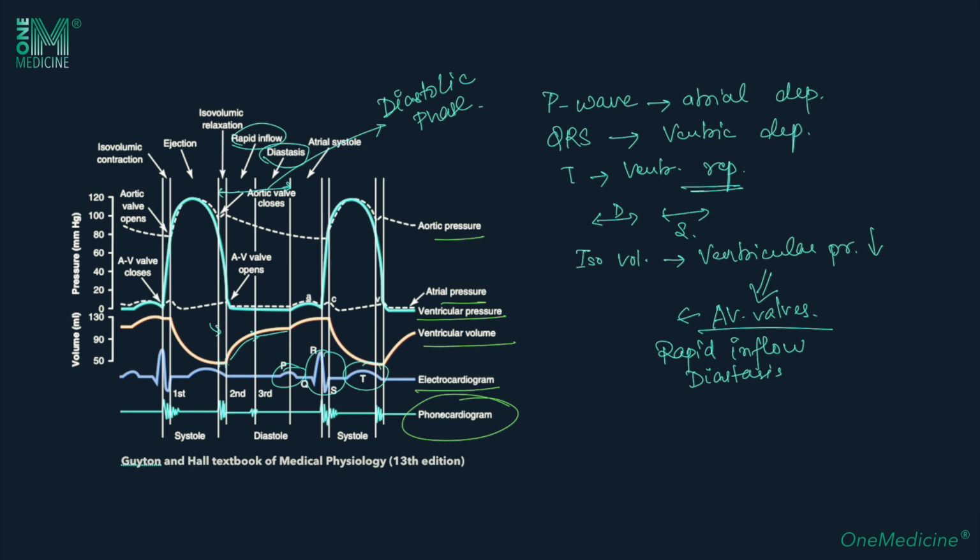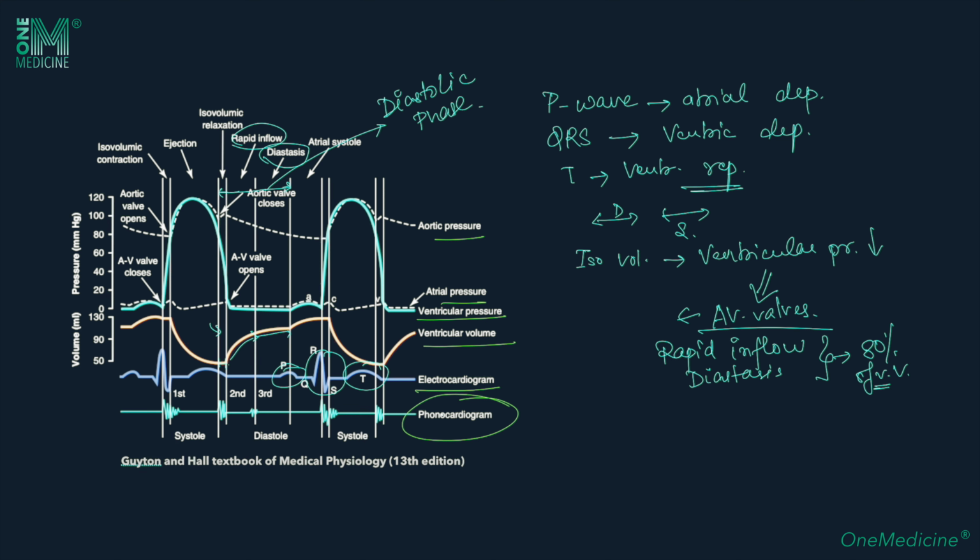You can see there is a rise in the ventricular volume, okay? This rapid flow and diastasis lead to 80% of the filling of ventricular volume, okay? The ventricles are filled to almost 80% of their limit during this diastolic phase.